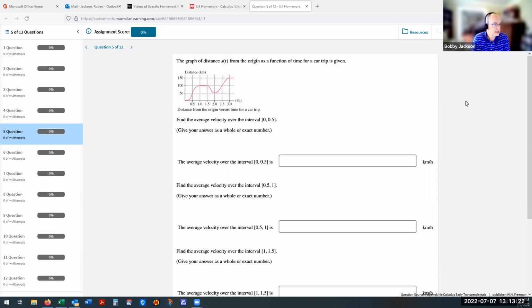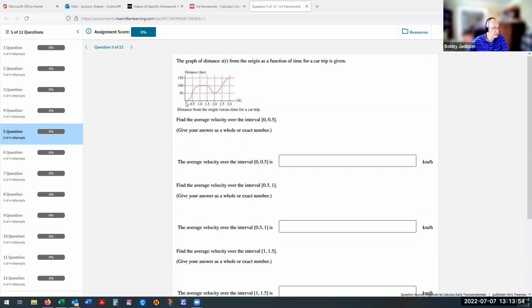We have a graph that's the distance S of t from the origin as a function of time for a car trip. You can see the x-axis here is the time in hours, and the vertical axis is the distance in kilometers from the origin, or from a fixed point, essentially. Find the average velocity over the time interval from 0 to 1/2 hour, and give your answers as a whole or exact number.